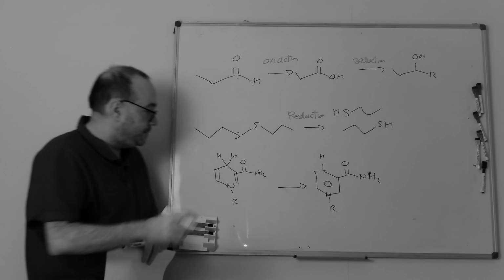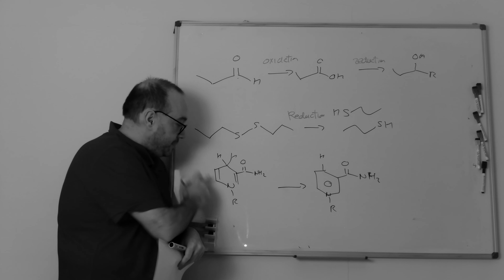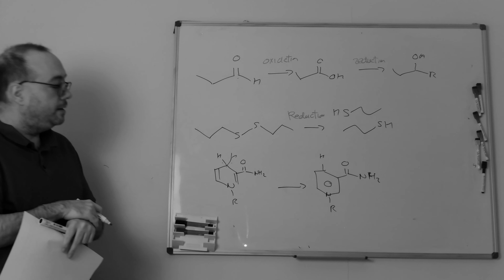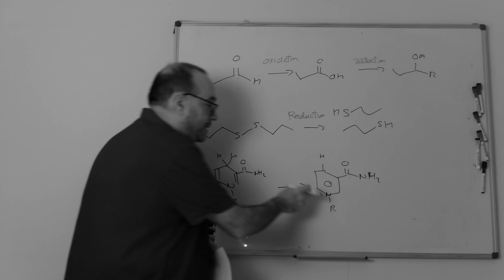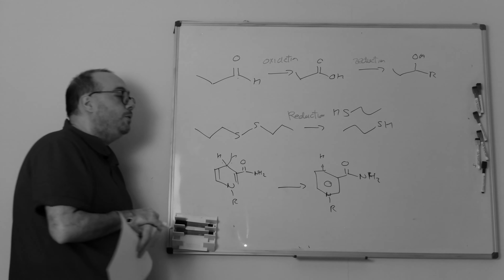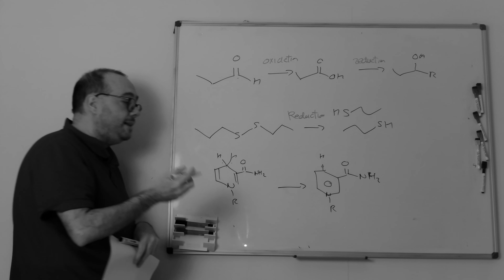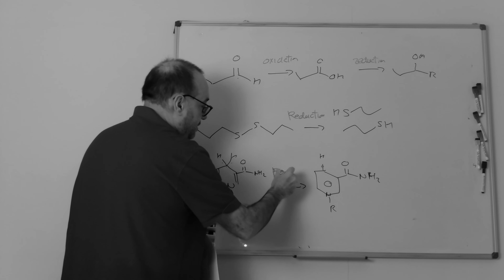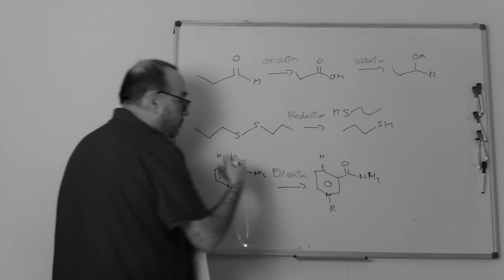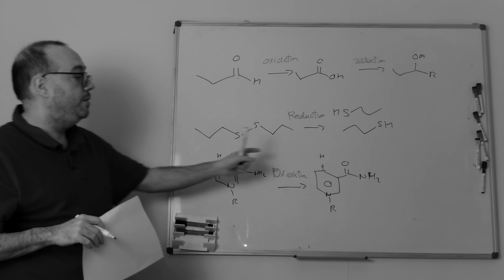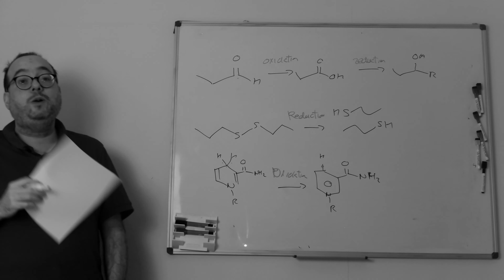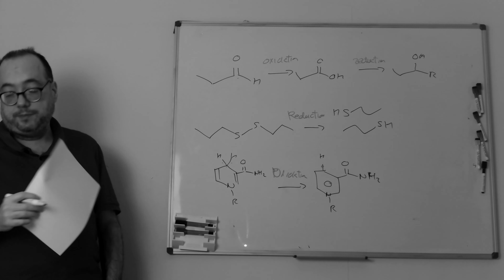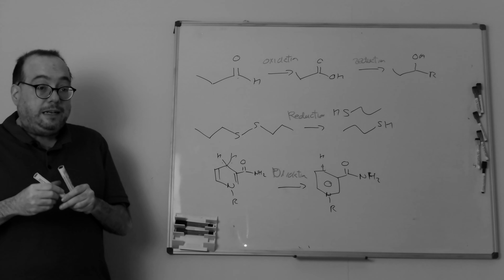And here we have this compound, in which this carbon has two carbon-hydrogen bonds, while in this case we only have one carbon-hydrogen bond. Again, this is an oxidation, because we are reducing the number of carbon-hydrogen bonds, like here.